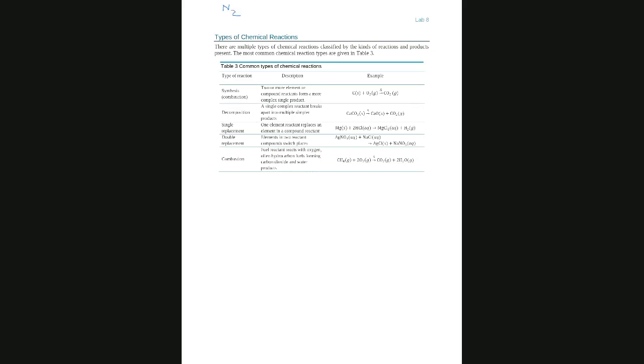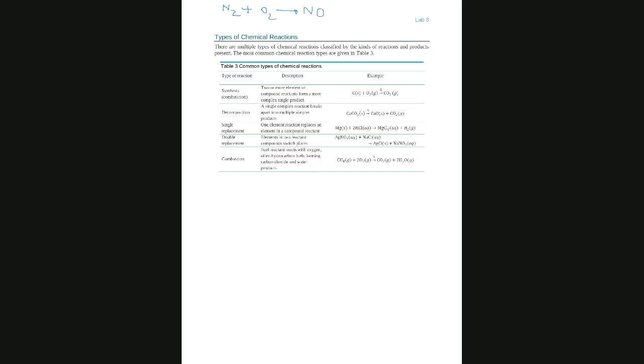Nitrogen plus oxygen gives me nitrogen monoxide. And I want to ask you, is this equation balanced? What do you think? You can text me or unmute. Tell me, is this equation balanced? It's not balanced. Not balanced.